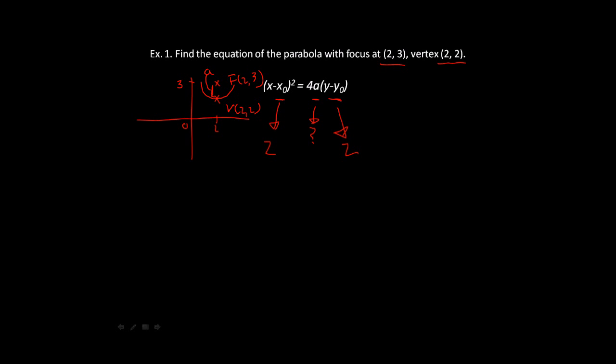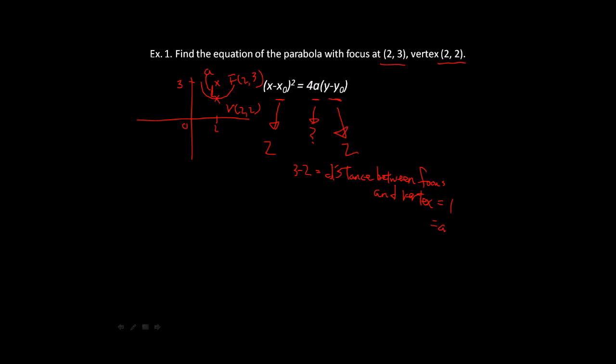This is a, and from here you know that the focus is vertically above the vertex, and the distance of course is 3 minus 2. So 3 minus 2 is the distance between the focus and the vertex, which is equal to 1. So a equals 1.